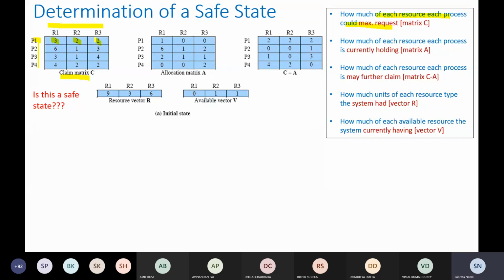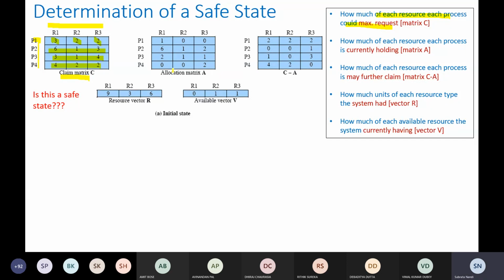Now, this does not mean that it will need to make the request all at once, but during its lifetime, at most at a time, it can make a request of 3, 2, and 2. So that is the maximum request that it can make corresponding to different resource types. And different processes have their different requirements. This is the maximum request that they can make.